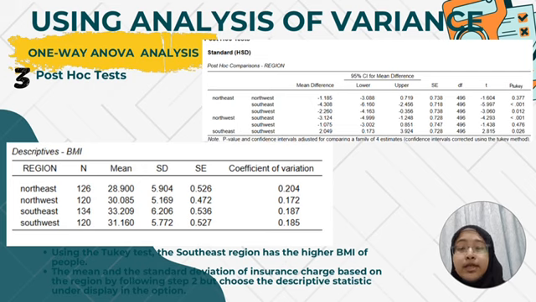For the summary, the Southeast has the highest level of BMI, which is 33.209, followed by the Southwest at 31.16, then Northwest at 30.089, and also the Northeast at 28.9. The Southeast also has the largest spread in standard deviation, which is 6.206, meaning that the BMI scores vary more widely there.